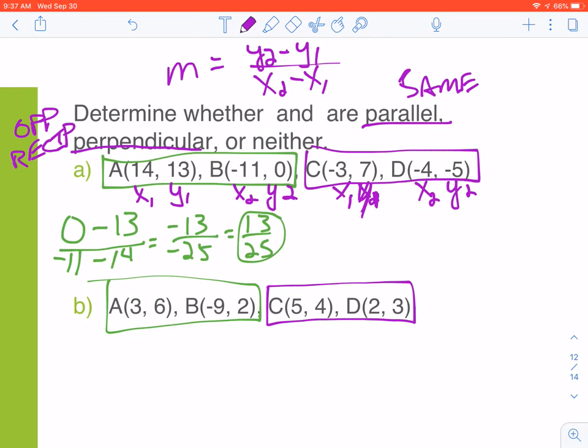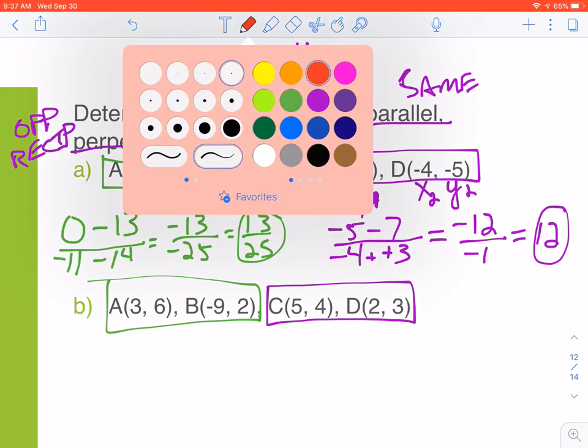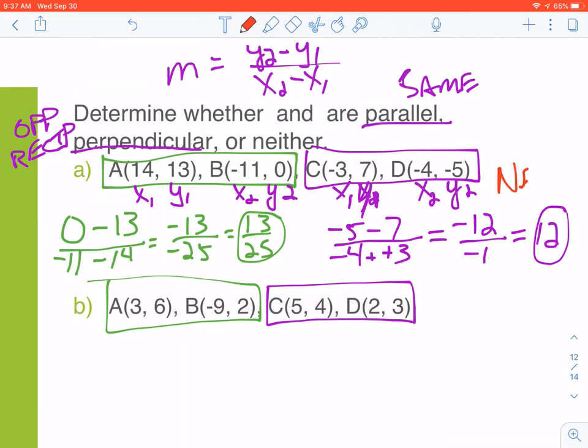Okay, let's give it a shot. Negative 5 minus 12 over negative 5 minus 7. I'm already telling you the answer. Over negative 4 minus a negative 3. Change that to plus a positive. We get negative 12 over negative 1, which is 12. The answer for this one, I'm going to write in red, is neither, because they are not the same and they are not the opposite reciprocal.